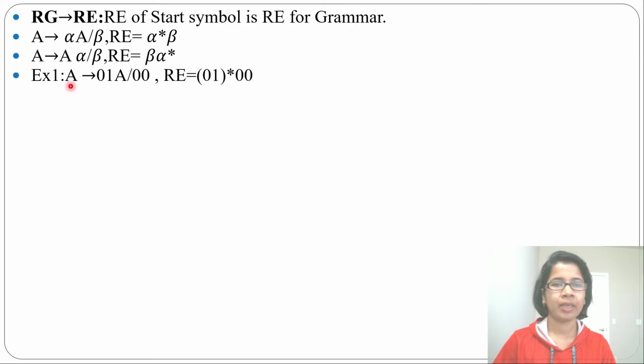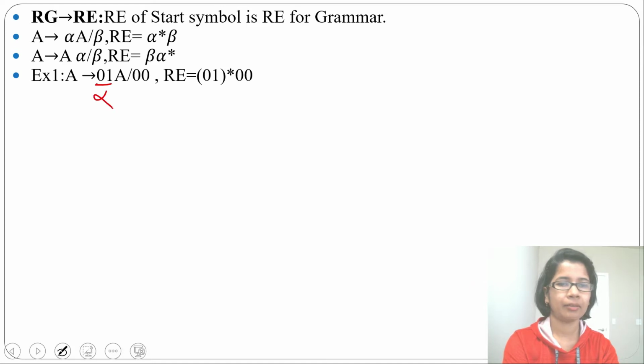First example, A tends to 01A or 00. This is a right linear grammar, and 01 is alpha and this 00 is beta. It is in this format. So the regular expression will be 01 whole Kleene closure 00.